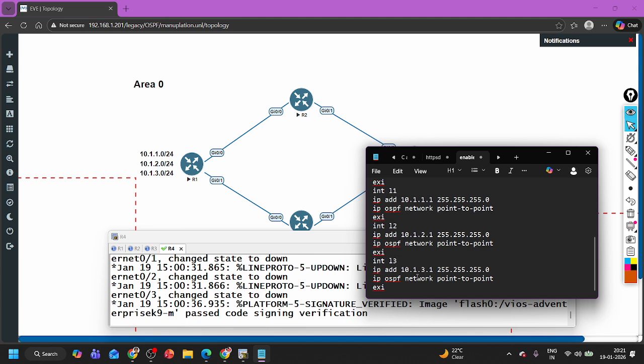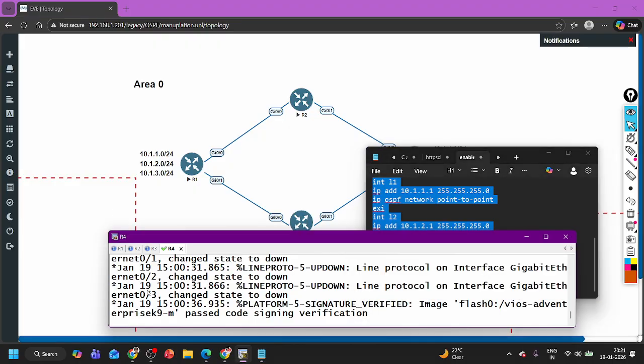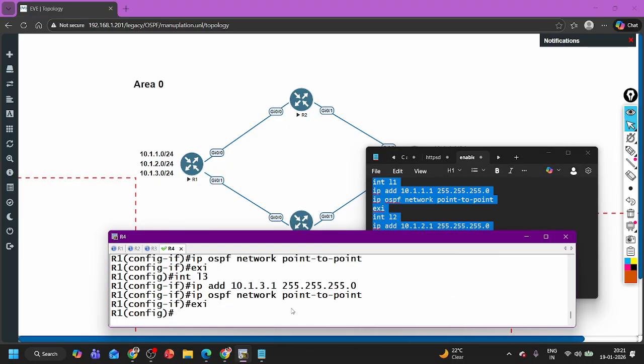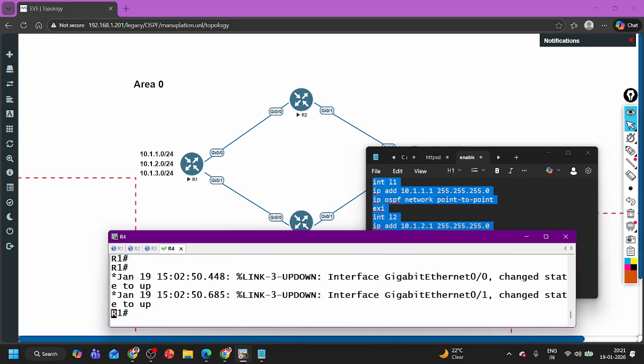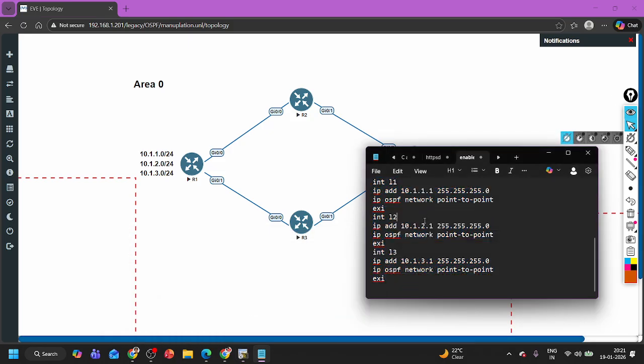Okay, so you can see I have not enabled OSPF anywhere. Let me copy the commands and paste them on R1. All the commands are accepted. Let me save the configuration of R1. Let me configure R4 now.